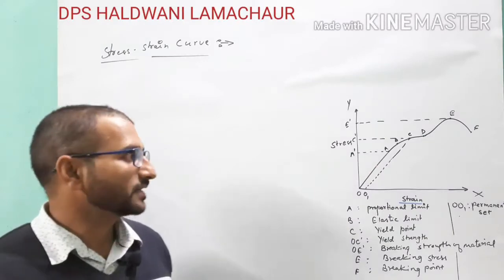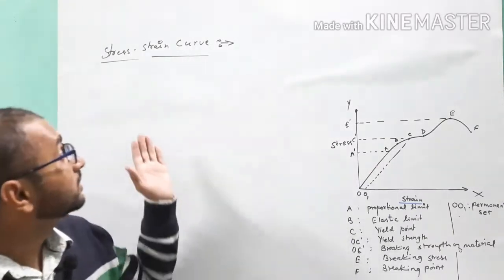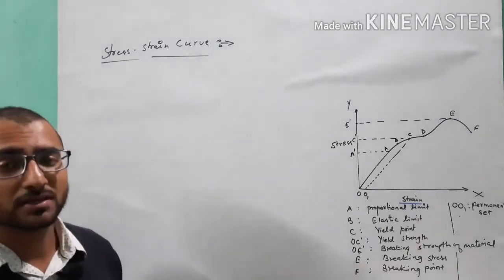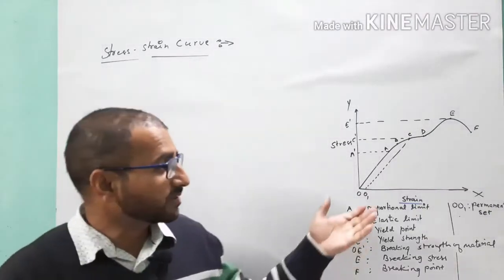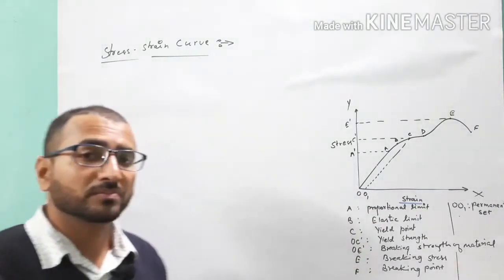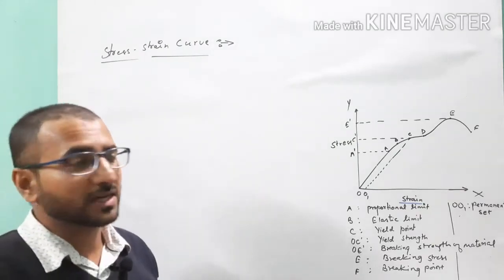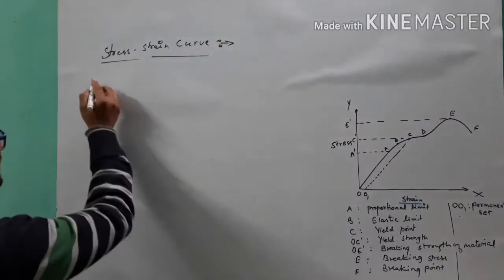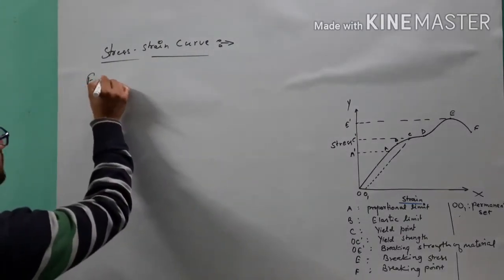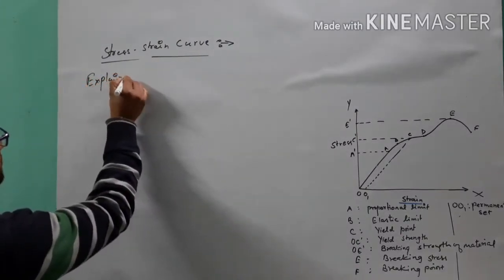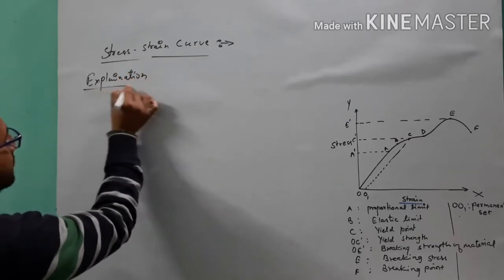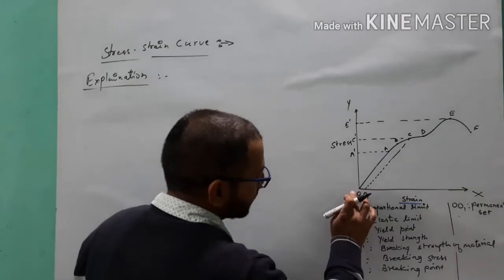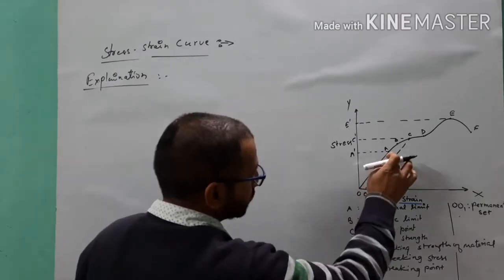So student, let's start the discussion about the stress strain curve on the basis of this diagram. The diagram is in front of you. For saving time, I have drawn this diagram in front of you. First, when we explain the stress strain curve theory, initially we are seeing here the graph O to A.